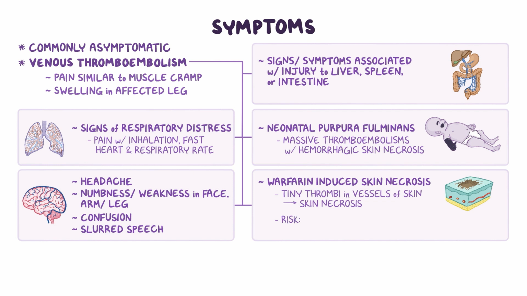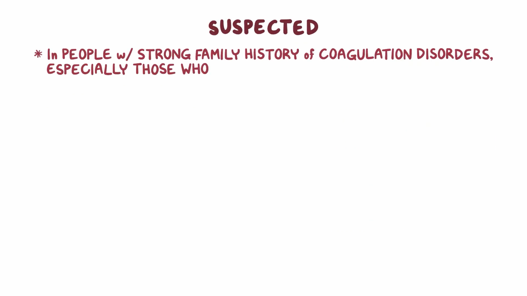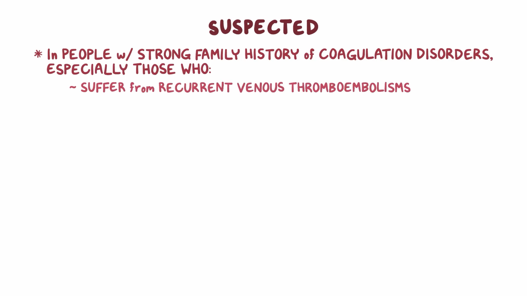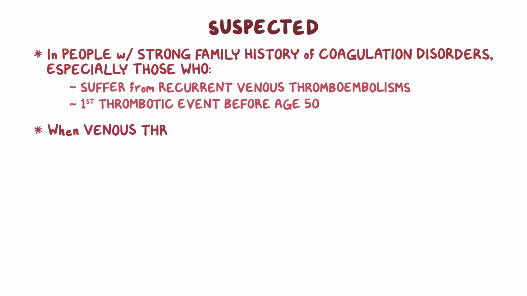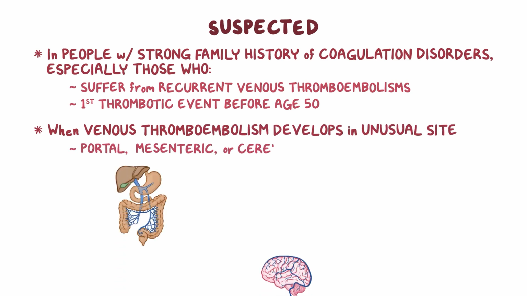This is a risk for people taking warfarin, especially in large doses, without an overlapping rapid onset blood thinner such as heparin or low molecular weight heparin. Protein C and S deficiency is suspected in people with a strong family history of coagulation disorders, especially those who suffer from recurrent venous thromboembolisms and experience their first thrombotic event before age 50. Protein C or protein S deficiency is also sometimes suspected when a venous thromboembolism develops in an unusual site, like the portal, mesenteric, or cerebral veins.